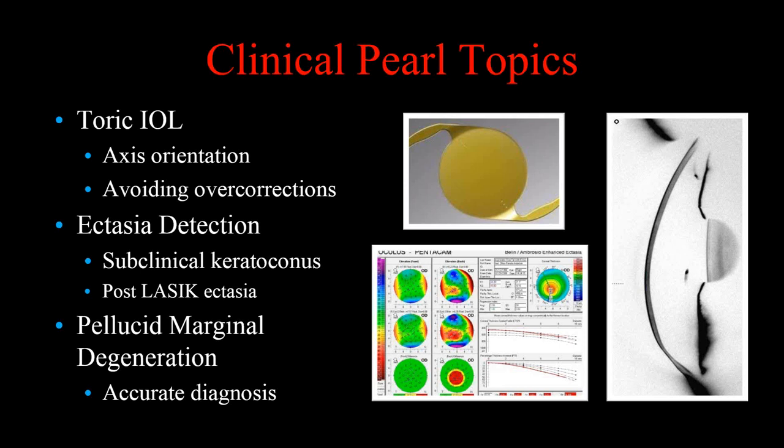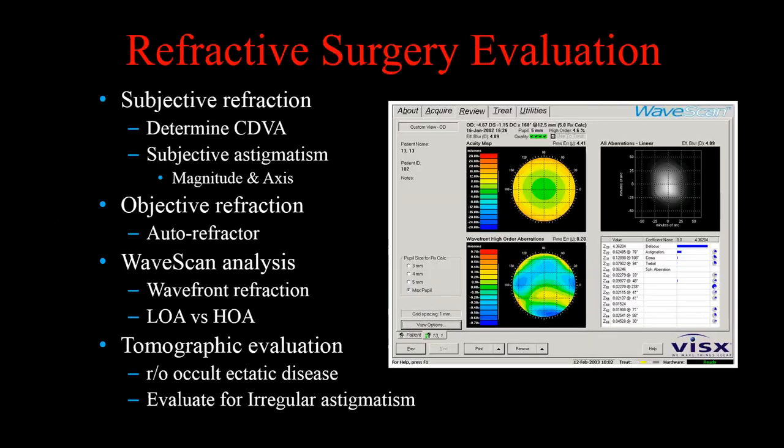Now, cataract surgery is not my major area of interest, more cornea and refractive, but I find that I have a relatively simplistic, practical approach for using the Pentacam for toric IOLs. And the main thing when doing toric IOLs is an underappreciation of the importance of axis and avoiding overcorrections.